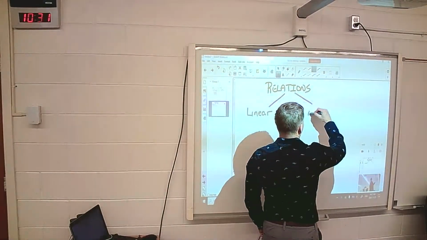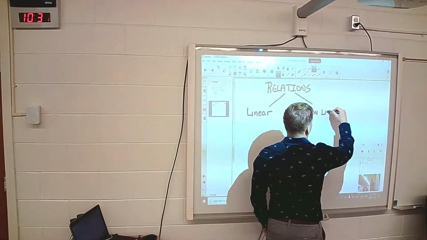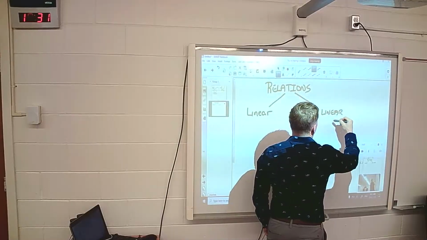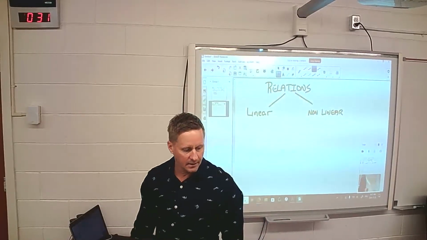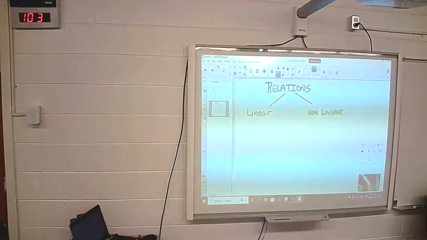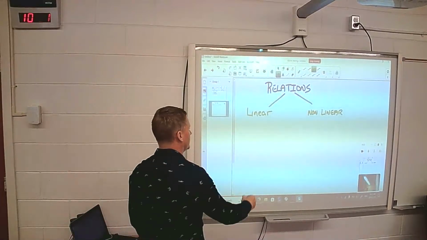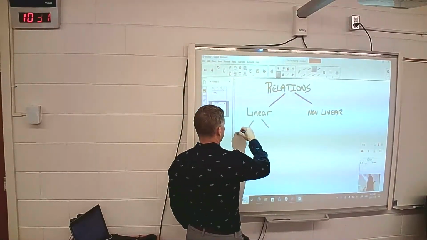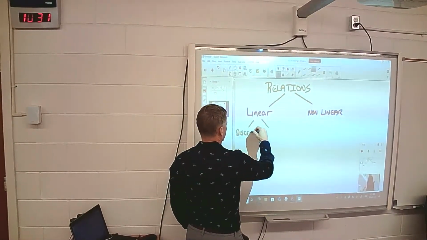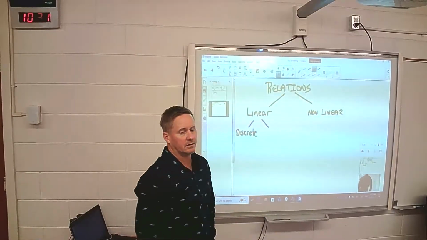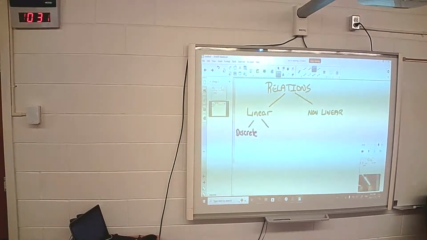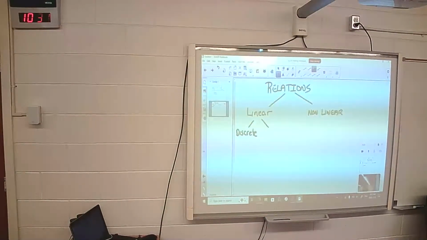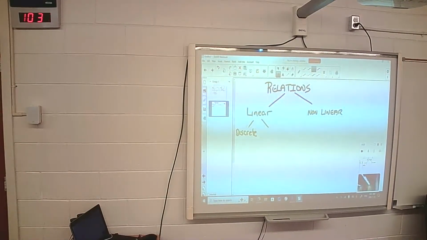And then there's going to be non-linear ones. For example, the one that I used with the velocity and the time. So there's linear and non-linear. Now we're going to look at a relationship in which this is a discrete linear relationship. When it's a discrete linear relationship, it means that they are not connected. All right? And I'll show you an example of both in a second.